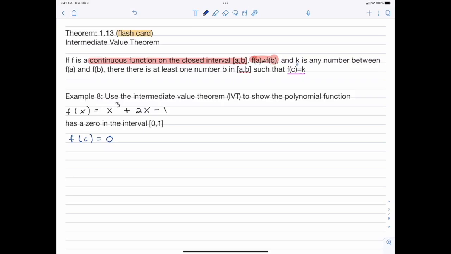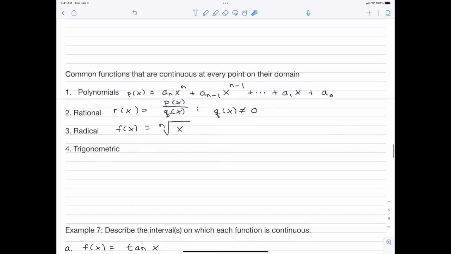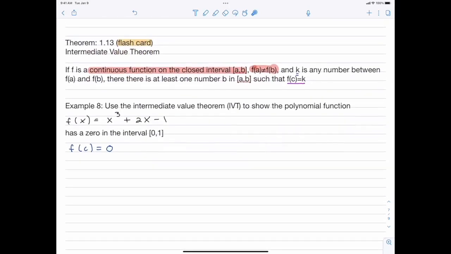So let's go through what we have to do. The first thing we have to do is establish, is the function continuous? Well, yes, it is. The week before, you got a list of all the functions that are continuous on their domains. So polynomial functions are continuous on their domains. Let me just scroll back here really quickly. Again, these are the types of functions that are continuous on their domain. Okay, let's go back. So we know that this function is continuous. I'm just going to put a check here.